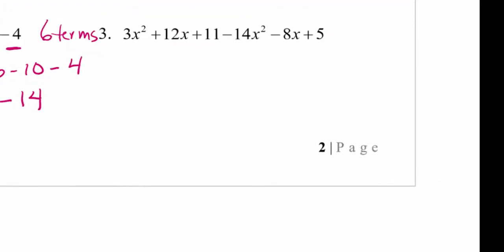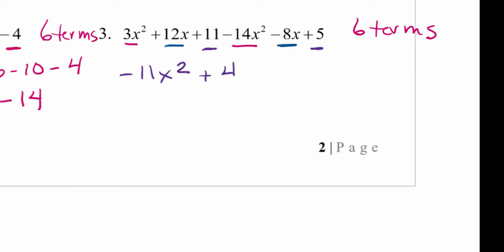Okay, example number 3, we once again have 6 terms here. So we have 3x squared, which is a like term with a negative 14x squared. We have the 12x, which is a like term with a negative 8x. And we have the 11, which is a like term with the 5. So 3x squared minus 14x squared is a negative 11x squared. The 12x minus 8x will give us a positive 4x. And the constants 11 plus 5 will give us a 16.